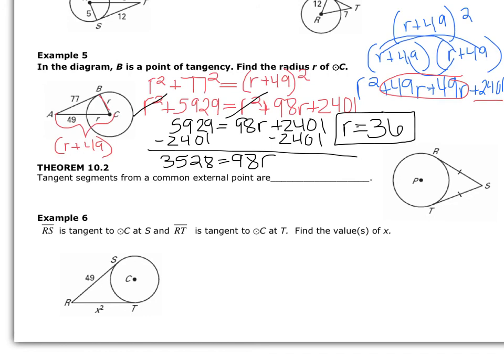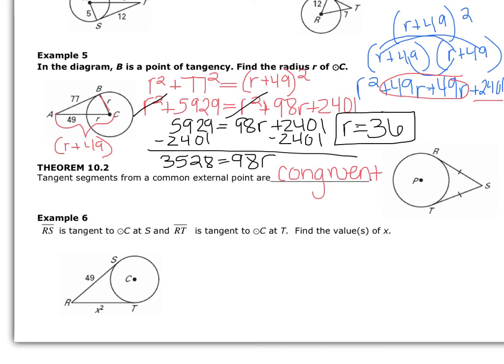Next is theorem 10.2, where it says tangent segments from a common external point are congruent. So basically, again, we have two tangents. A tangent is a segment, a line, or a ray that touches the circle at one point. One is touching at R and one's touching at T. We have two separate ones, however, they have a point in common, S. So if you have two tangents touching the circle and they're both extending from a common point, then those tangent lengths are equal.